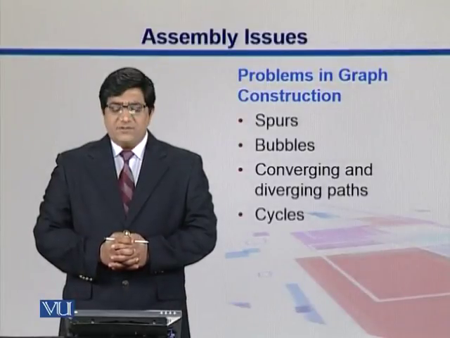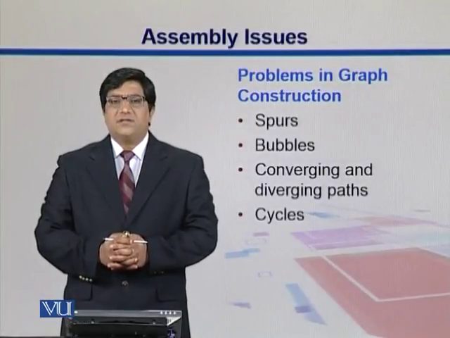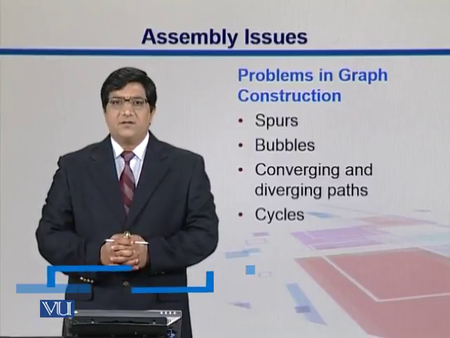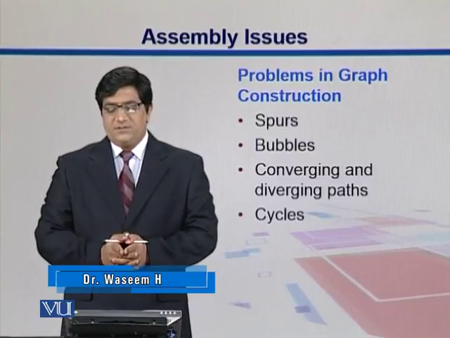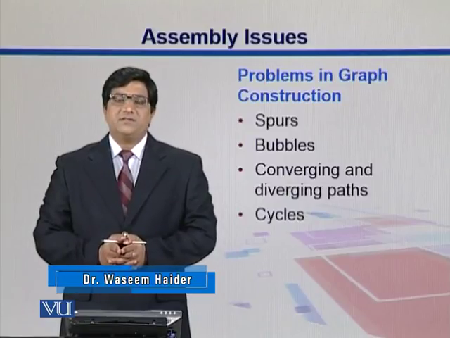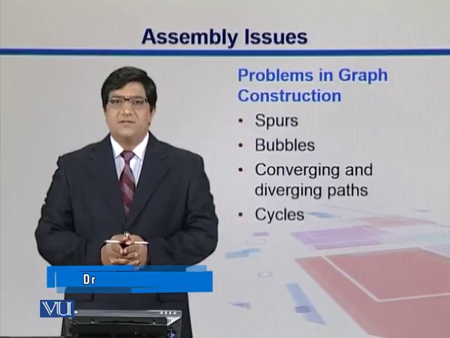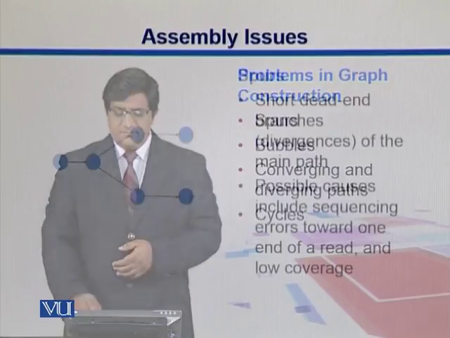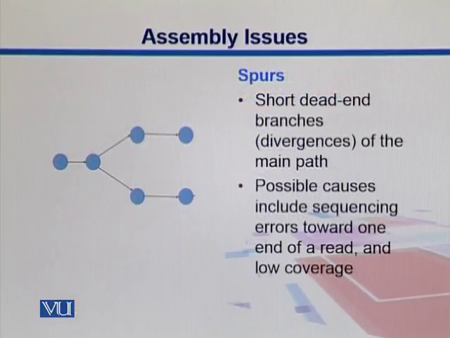There are different issues in genome assemblies. Some of them are related to the graphs, so let's talk about them first. One is spurs, we can have bubbles, we can have converging and diverging paths, and sometimes we observe some cycles. Let's take them one by one. Spurs are short dead end branches, divergence of the main path. So you start from somewhere and then you diverge.